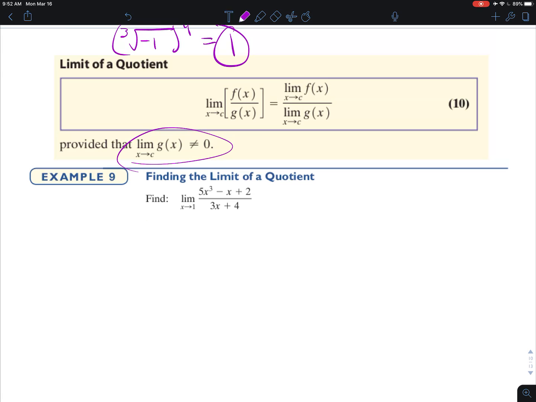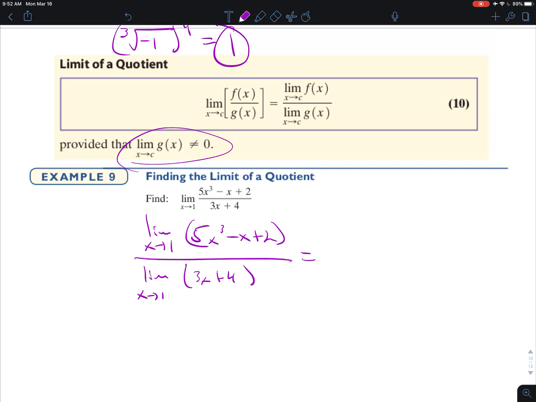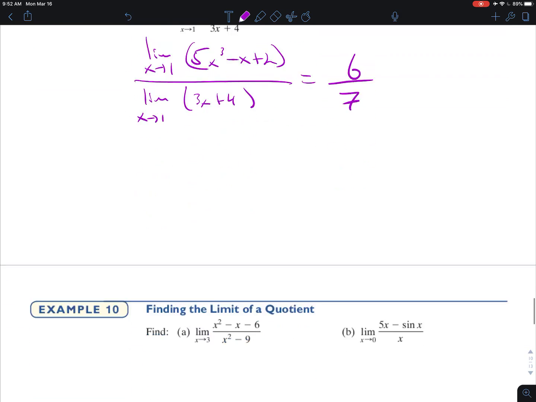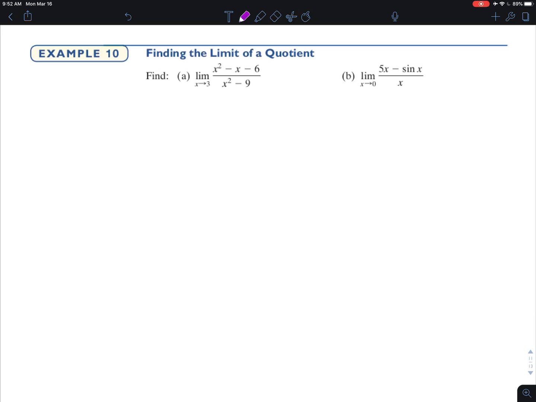Now this one, looking at the limit as x goes to 1 of 5x cubed minus x plus 2 over the limit as x goes to 1 of 3x plus 4. No problem here. This denominator doesn't give me an issue. It goes to 7. Numerator, when I evaluate at 1, goes to 6. So that one is pretty straightforward. But when we come down to these next couple examples, you can see that we run into some problems where if I think I can plug in 3, I can't.